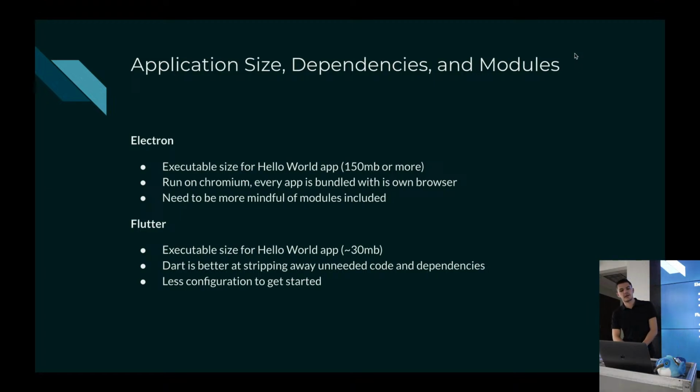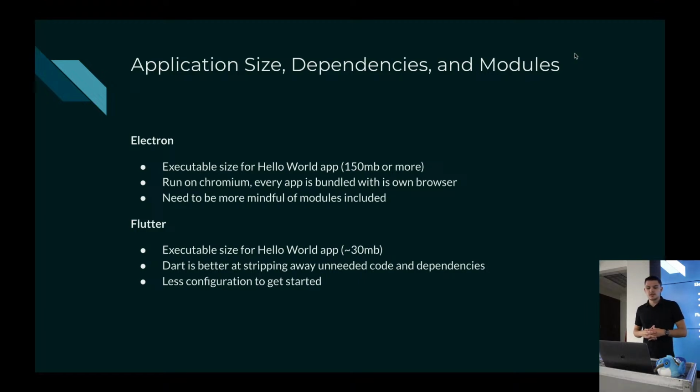So let's dig into application size, dependencies, and modules. With Electron, the executable size for a simple Hello World app is going to be about 150 megabytes or more. The reason for this is that it runs on a Chromium browser, which means every app is bundled with its own browser. So it has to bundle an entire browser into the application when it ships, which really inflates the application size. You also need to be more mindful of modules included. If you're an experienced JavaScript developer, you've probably already experienced this, and this may not be a big deal for you, but for other developers learning to use Electron, this could be.